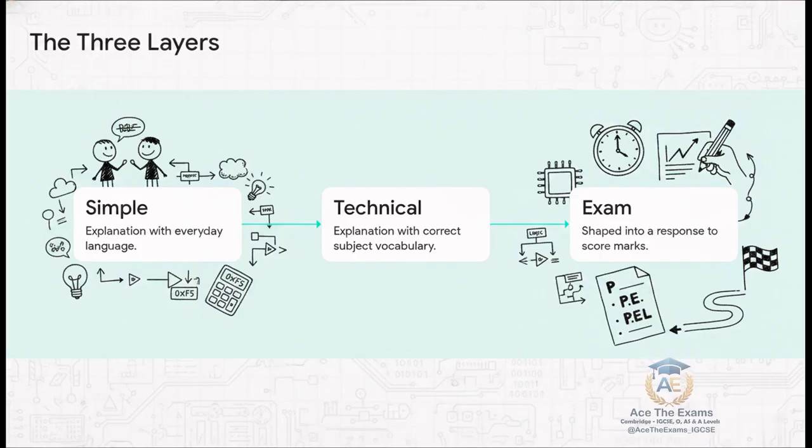To reach layer 3, top students use a framework called PEL. That stands for Point, Evidence, Explanation, Link. Make your point, back it up with technical evidence, give a clear explanation of how it works, and link it back to the specific context of the question. I want you to actively look for this PEL structure as we keep going. Spotting it is half the battle. If you can master layer 3, you master the exam.